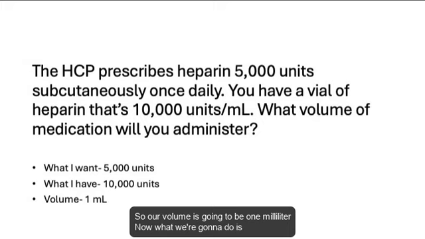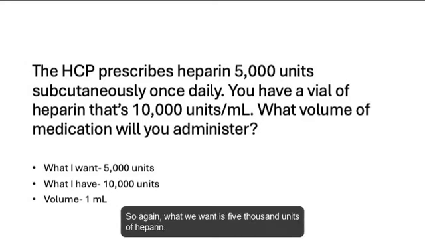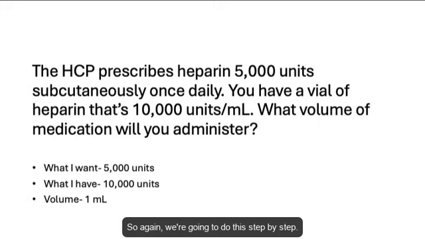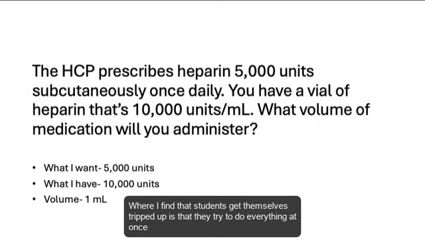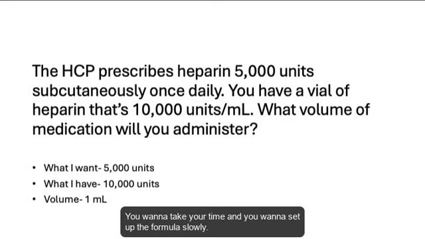Now what we're going to do is take what we found and put that into our formula. Again, step by step. You don't want to rush through these steps. So let's review before we hit that formula. What we want is 5,000 units of heparin. What we have is 10,000 units of heparin, and the volume that we have is 1 milliliter. Again, we're going to do this step by step. Where I find that students get themselves tripped up is that they try to do everything at once and move through it as quickly as they can. You want to take your time and you want to set up the formula slowly.